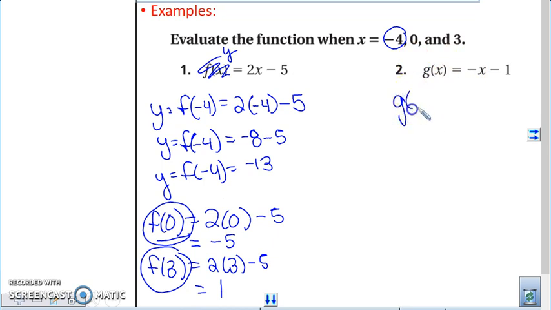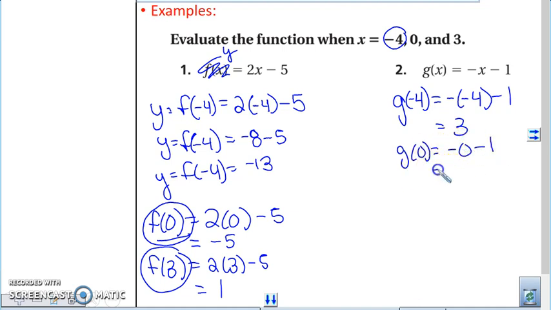G is another way we can represent this. So g of -4 equals -(-4) minus 1. Negative turns into a positive, and 4 minus 1 is 3. G of 0. -0 minus 1. 0 minus 1 is -1. G of 3. -3 minus 1 is -4. Alright, instead of writing y, we're writing it as g of x for function notation. Every input only has one output.